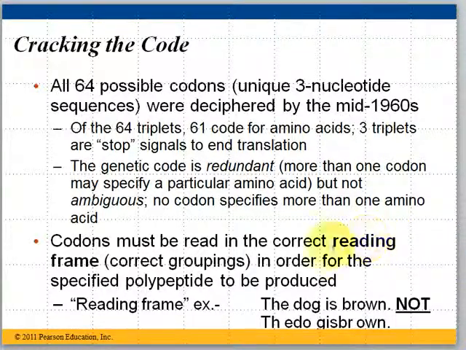So the codons must be read in the correct reading frame, the correct grouping, in order for the specified polypeptide to be produced. So think about a reading frame, again, as the correct shifting and the correct placement of letters. So here, if you want to read this sentence, "the dog is brown," that's the correct reading frame for this. If we shifted by just a little bit left and right, you can use the same letters, but you create a sentence of gibberish, which means nothing. So that is basically not the correct reading frame, and you wouldn't get the information that you want.